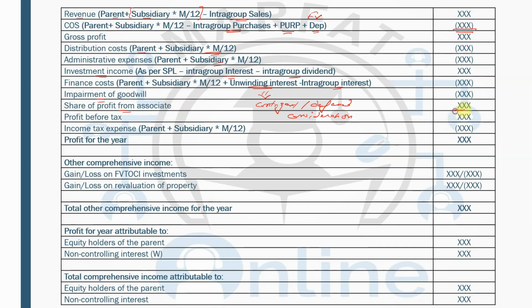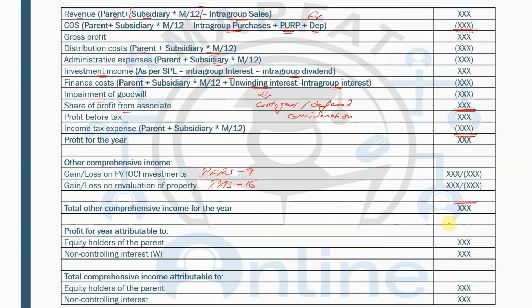Then you will get the profit before tax, PBT. After that there will be tax and then the profit for the year. After that there will be other comprehensive income, like if there are any gains on investments, for example IFRS 9 financial instruments, or for example if there are any gains related to IAS 16 property, plant and equipment revaluations. Then you will get the total comprehensive income for the year.